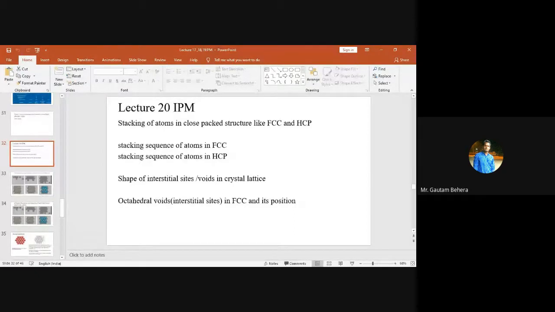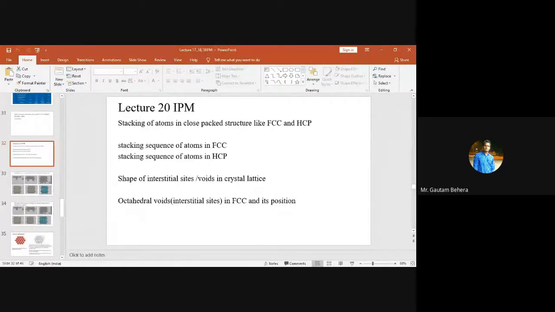So today's topic is mainly concerned with how atoms are stacked over one another, right? That means we are considering crystals, and a crystal is in three dimensions. So in three dimensions, how are atoms stacked over one another? And another point is voids.